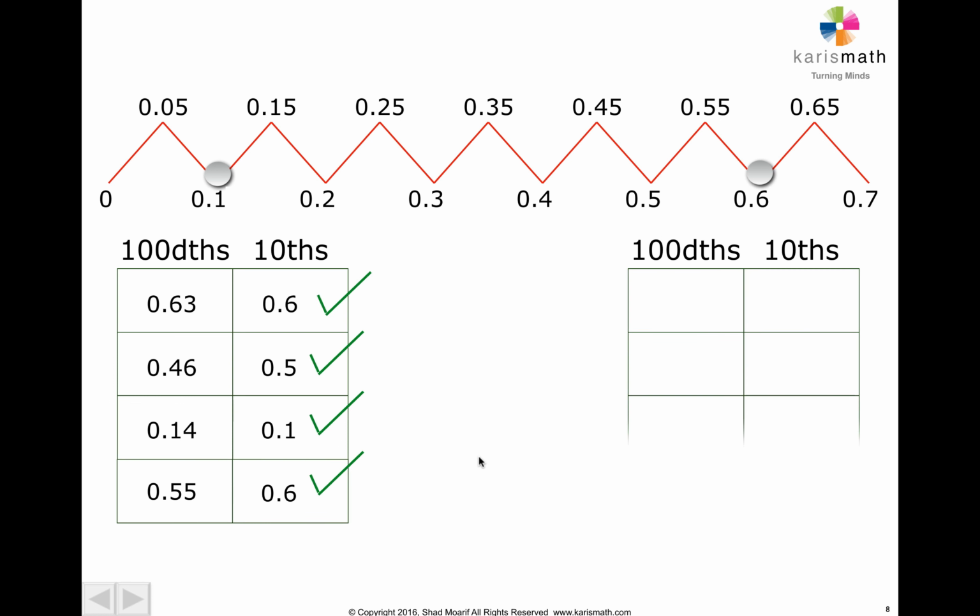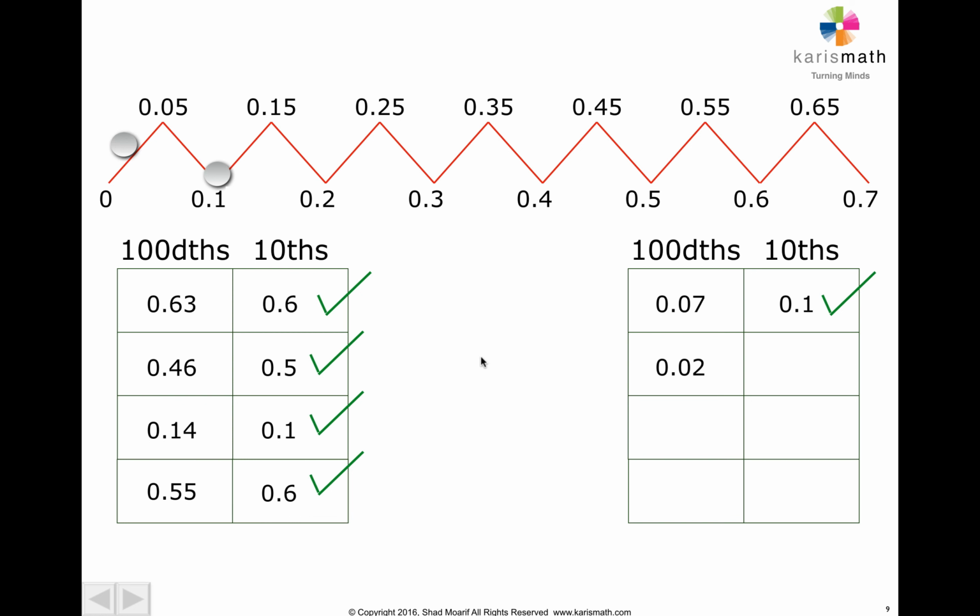Let's try another set. What about 0.07? Where is that? Who can answer how many tenths that would be? That's right, it would be just 1/10 because 0.07 is here, rolls down to 0.1, it's 1/10. 7 hundredths is roughly around 1/10. What about 0.02? That's right there. What do we get out of that? It rolls down towards 0, so it's 0.